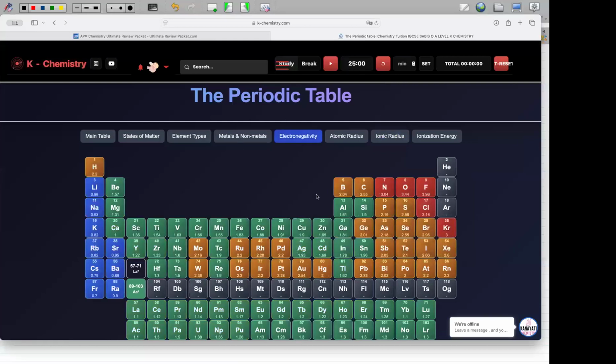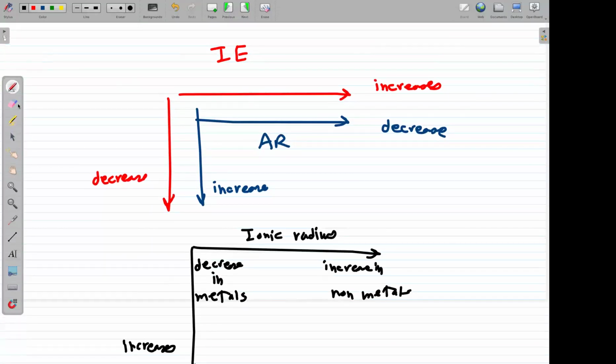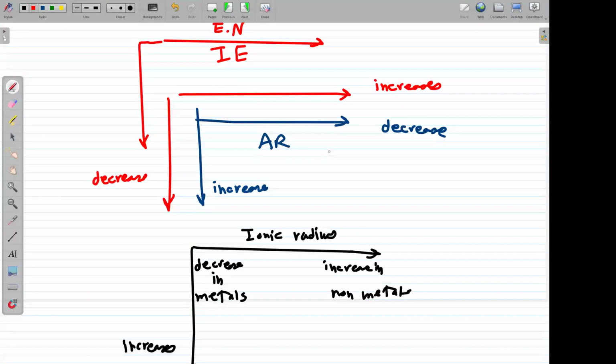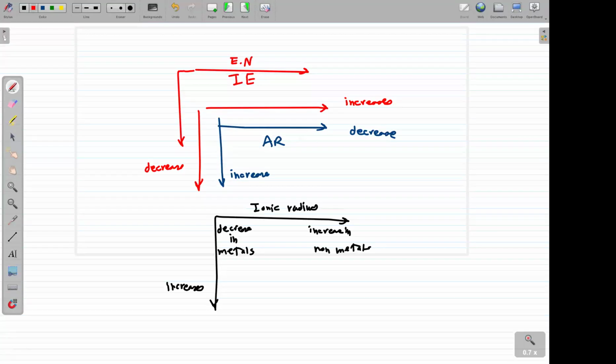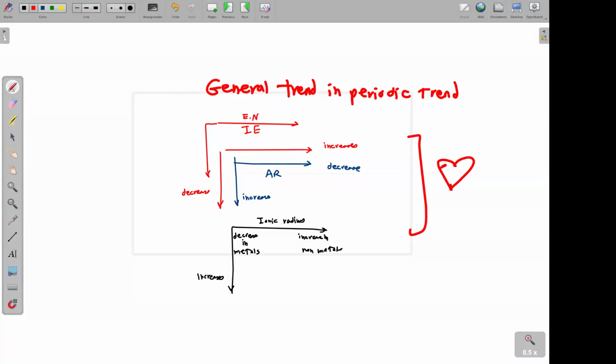Okay, we know that electronegativity is also the same as the ionization energy. So ionization energy and electronegativity are the same. When going to the right, electronegativity also increases and decreases down the group. I'm going to minimize this if you want to screenshot it. This is the general trend in the periodic table. If you go to the exam, you must know this by heart, not this heart, the heart in the mind.